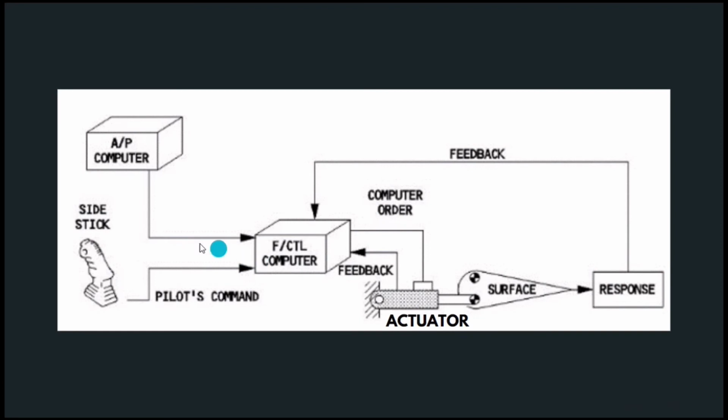So how it works is, when the side stick is moved or the autopilot has been turned on, it will receive a signal and then the signal will go to the flight control computer. From the flight control computer, it will go through the actuator that will move the actual surfaces of the aircraft, such as the rudder, the aileron, and the flaps.